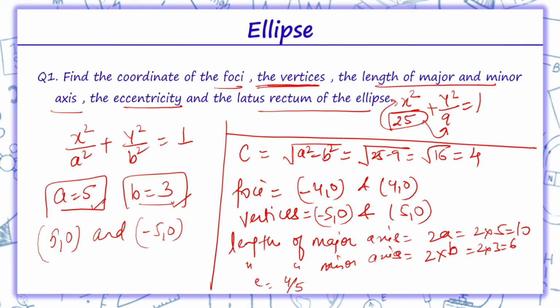So, 4 by 5 is the eccentricity. Then coming on to latus rectum. Latus rectum is given by 2b square by a, which is 2 into 3 square, which is 9, upon a, which is 5. Thus the answer is 18 by 5. So, this is how, if the equation of an ellipse is given to us, we can find the foci, vertices, length of major and minor axis, eccentricity and latus rectum.